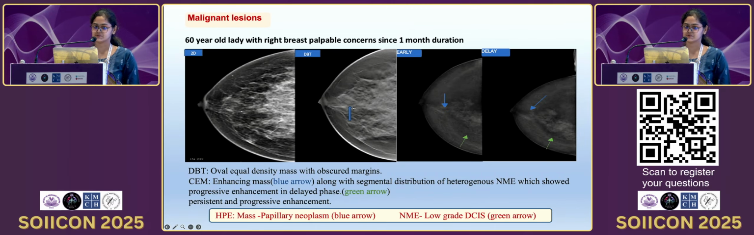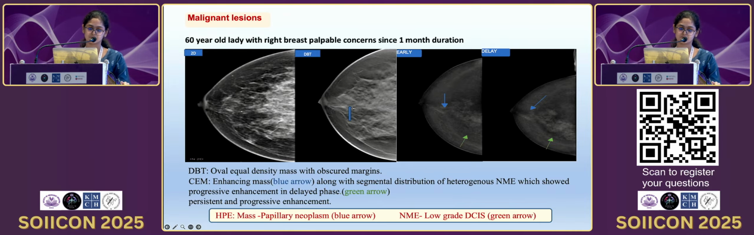So a few examples. This is a 60-year-old lady presented with right breast palpable concerns for 1 month duration, provided with the 2D, the digital breast tomosynthesis technique, and only the recombined images are depicted here. So basically the low energy images, which are the actual anatomical form, and the high energy images, which are not interpretable, are recombined by the software as early and delayed, at 2 minutes acquisition and 8 minute acquisition.